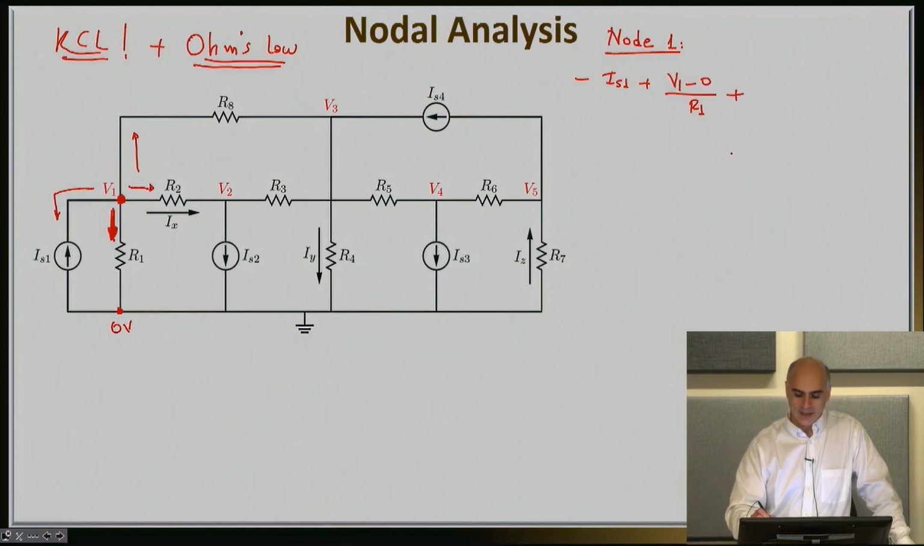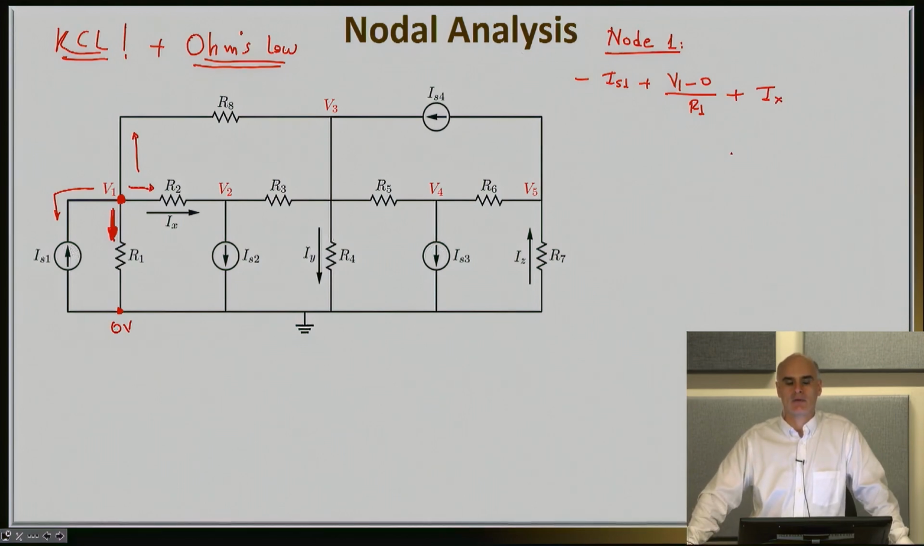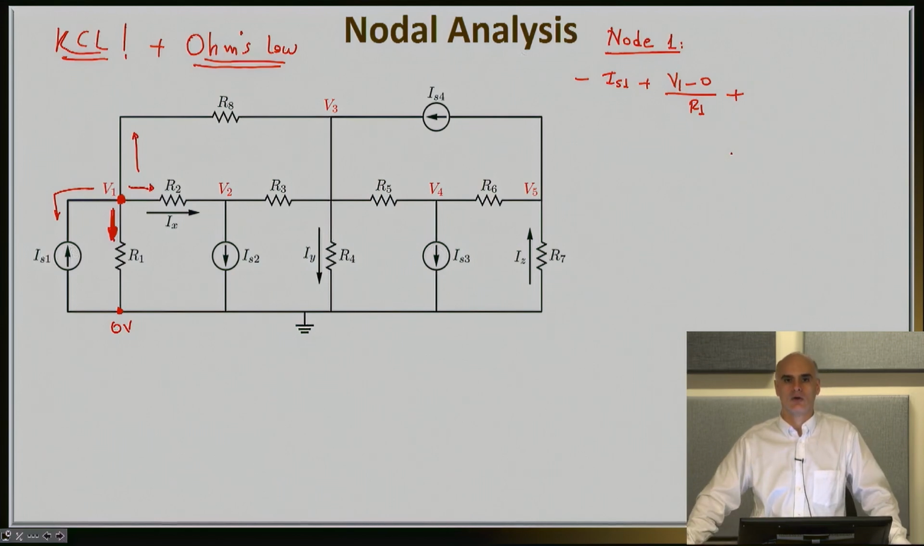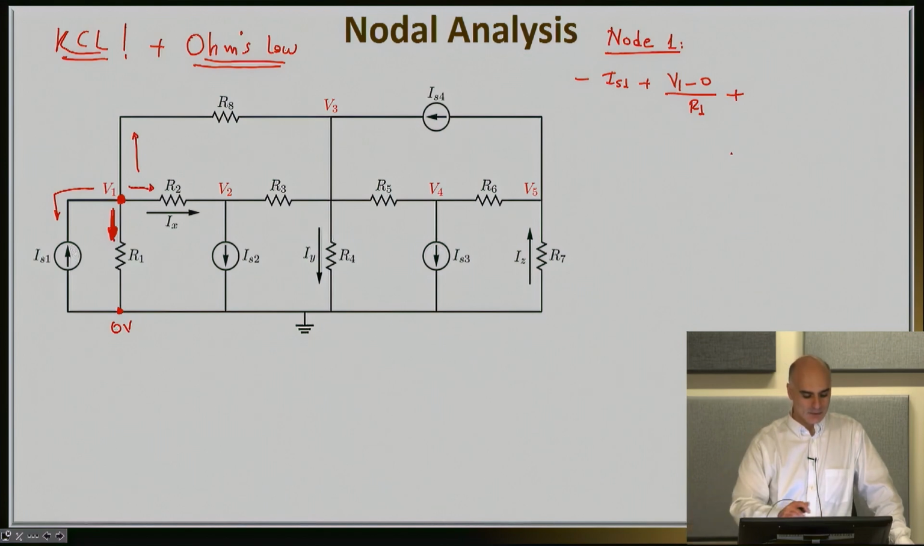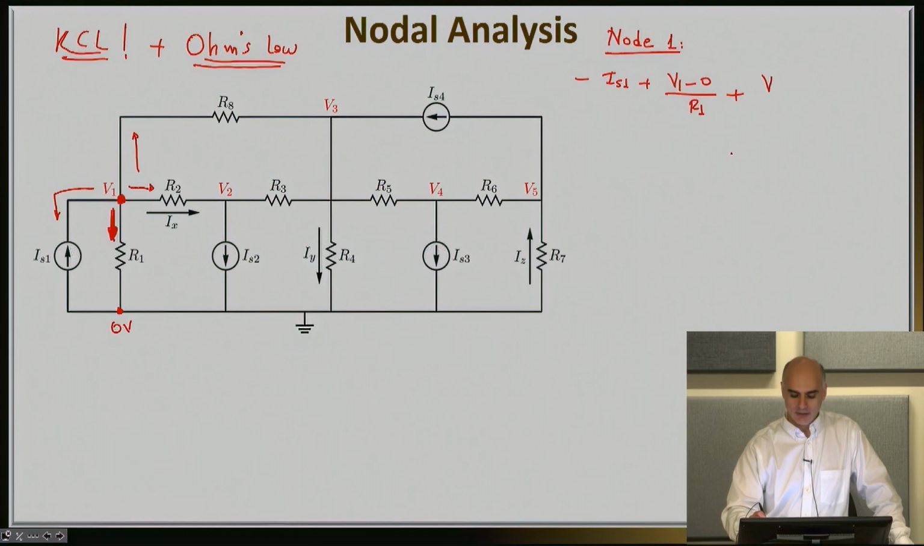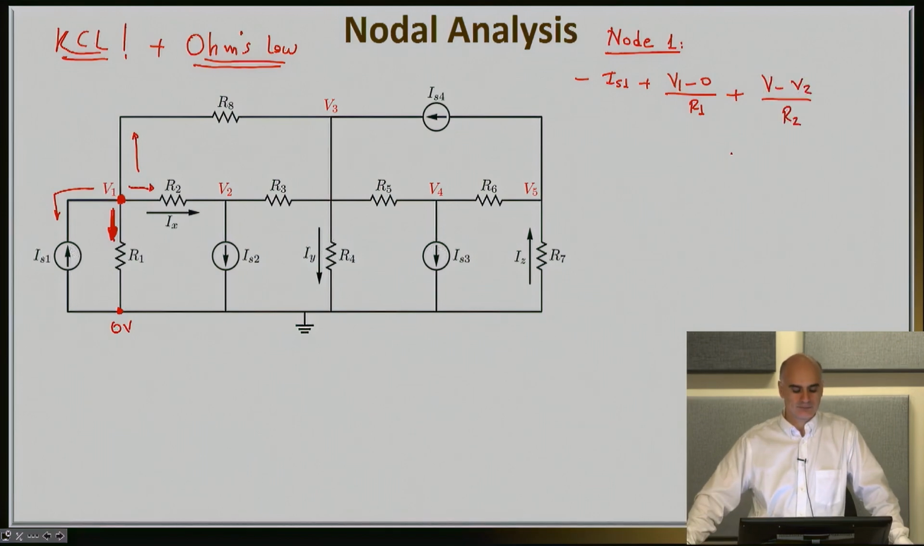Moving on, the current that goes to the east is IX. So normally you're probably used to writing IX, as I said before. But as I said before, our goal first is to find all nodal voltages. So instead of writing IX, I'm going to write the current that flows through this resistor R2 as V1 minus V2 divided by R2. That's really exactly, again, Ohm's law on this resistance R2.